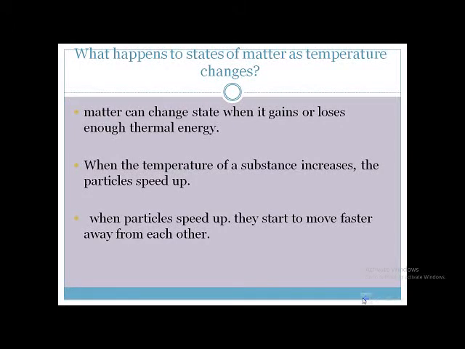First we should understand that matter changes its state when it gains or loses an amount of energy, or thermal energy. So if I change the thermal energy that the matter or particles have, that means the state of this matter will change. When I change the thermal energy, that means the temperature changes. So if I change the temperature by increasing or decreasing it, the speed of the particles will change too.